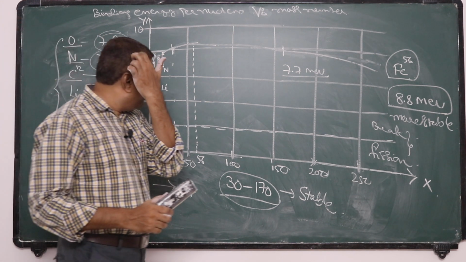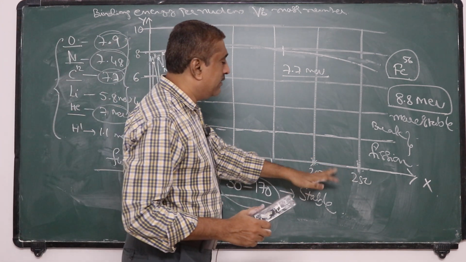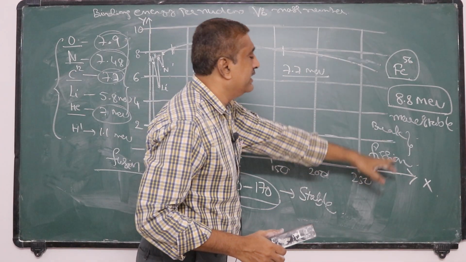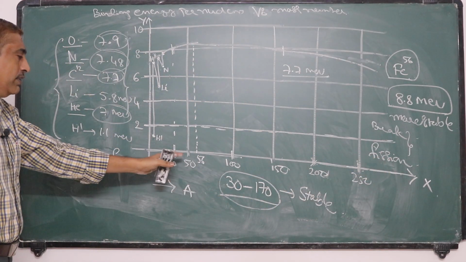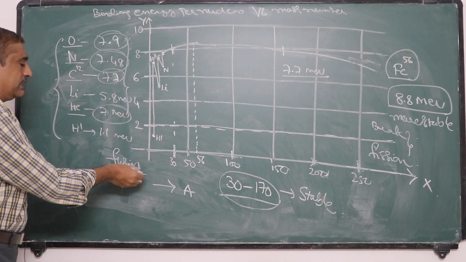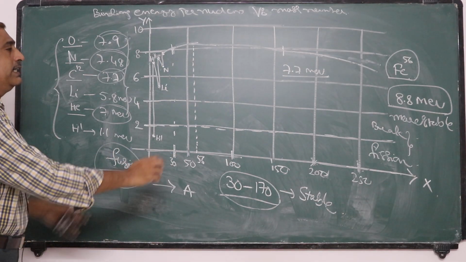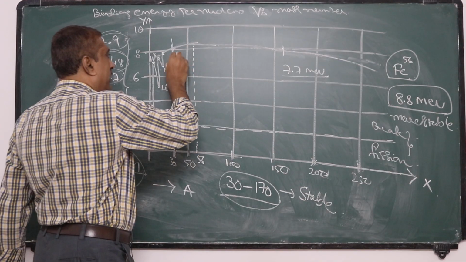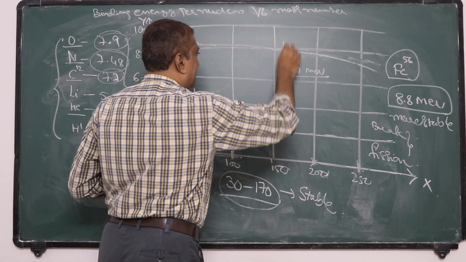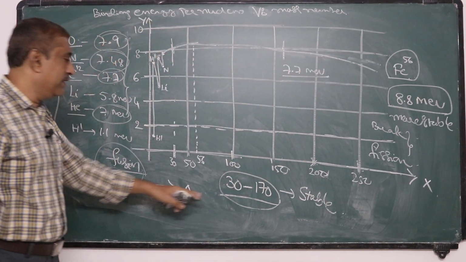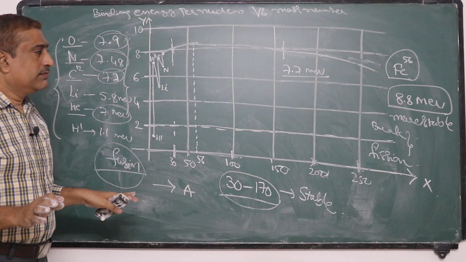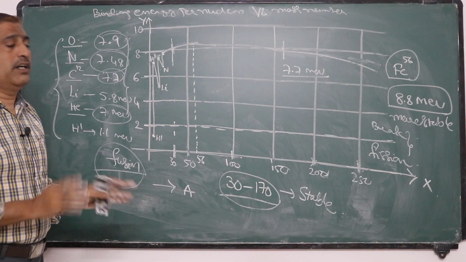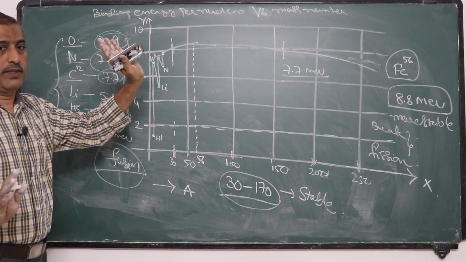So nuclei having mass number greater than 200 have a tendency of nuclear fission, and those with mass number below 30 have a tendency of fusion, and the nuclei in between these two numbers, that means between 30 and 170, neither undergo fission nor fusion, they are stable.